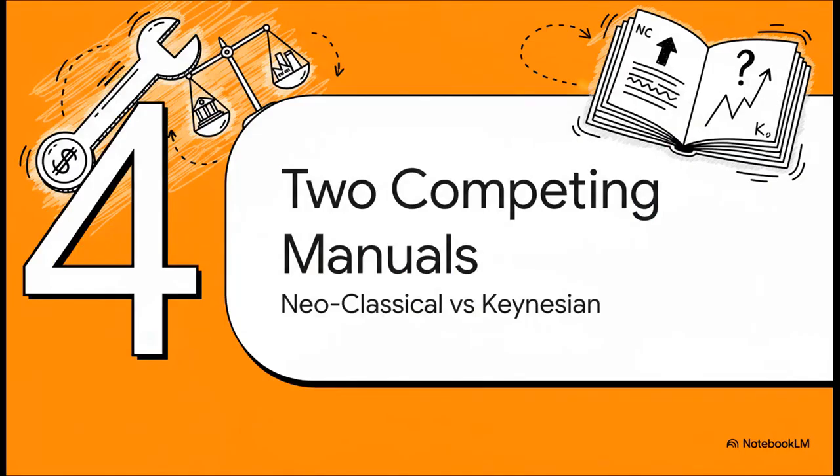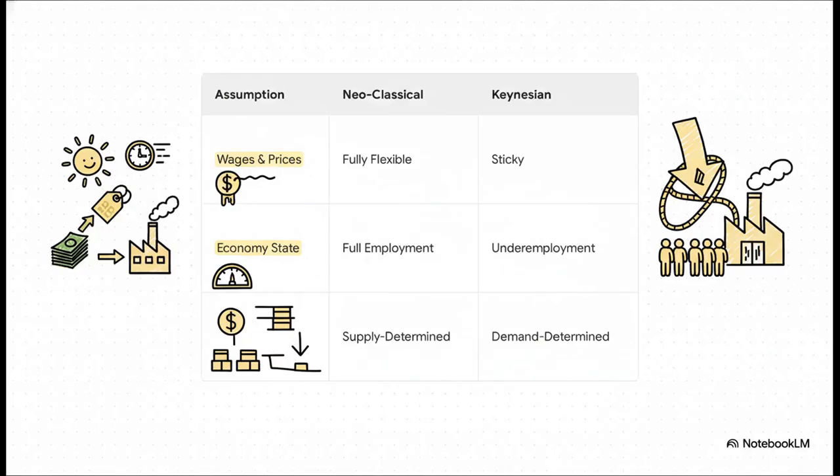Okay, so we've got these two powerful tools, right? Monetary and fiscal policy. But here's where things get really complicated. Economists basically have two completely different user manuals for them. It's a huge debate that really kicked off after the Great Depression, and just how effective you think these tools are depends entirely on which manual you think is right. Honestly, this is one of the biggest debates in all of economics.